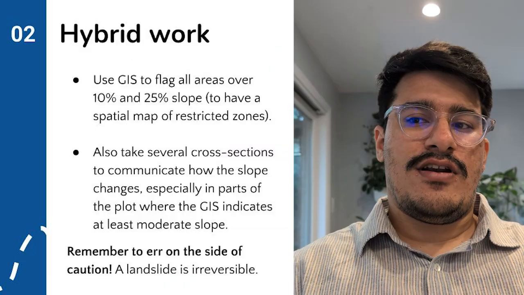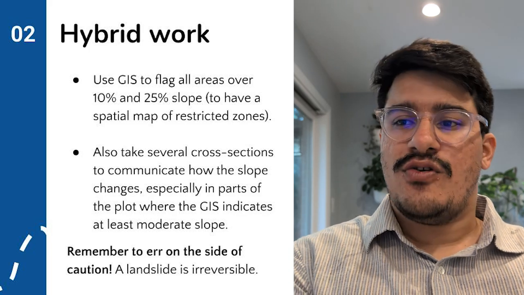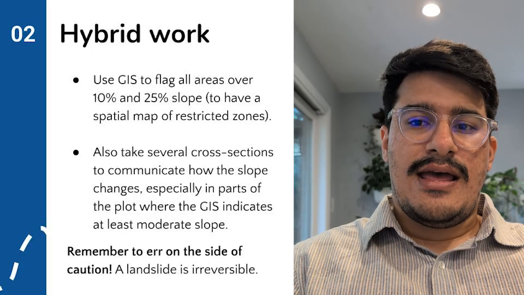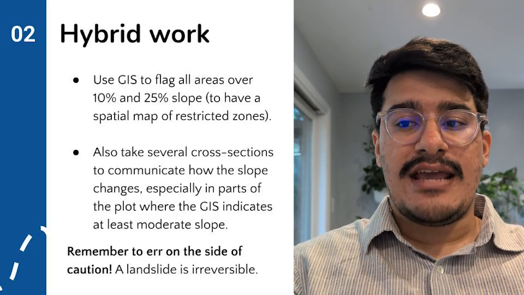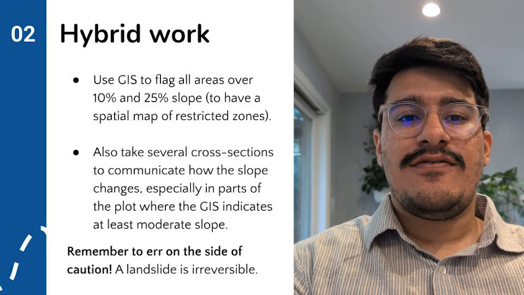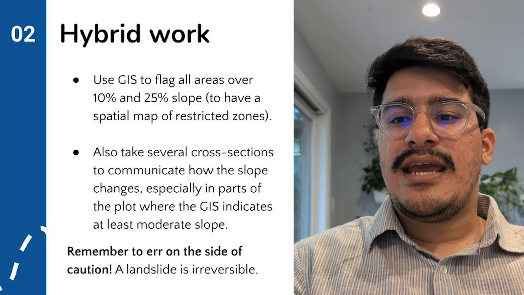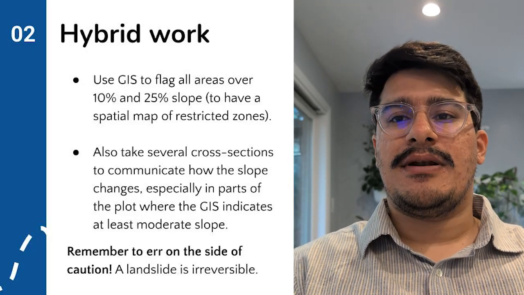In practice though, for a thorough analysis, one would use GIS to flag all areas over your threshold. Therefore, you get a spatial map of the restricted and regulated areas, and then also take many representative cross sections to communicate how specifically the slope changes across several parts of the property.